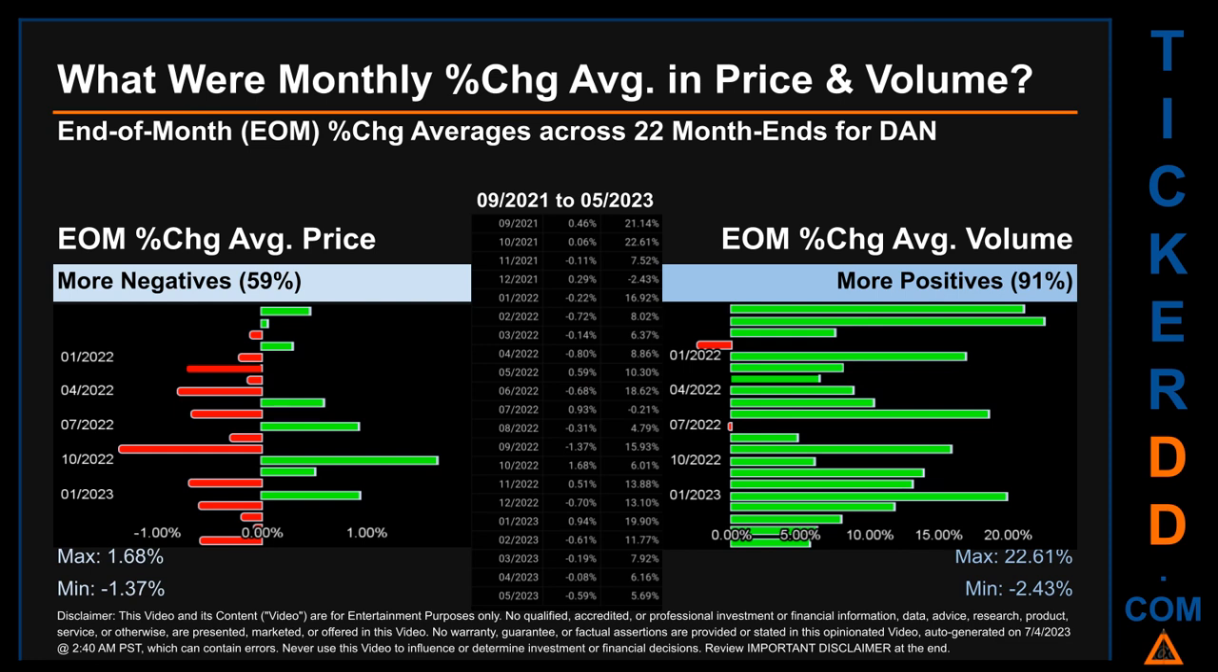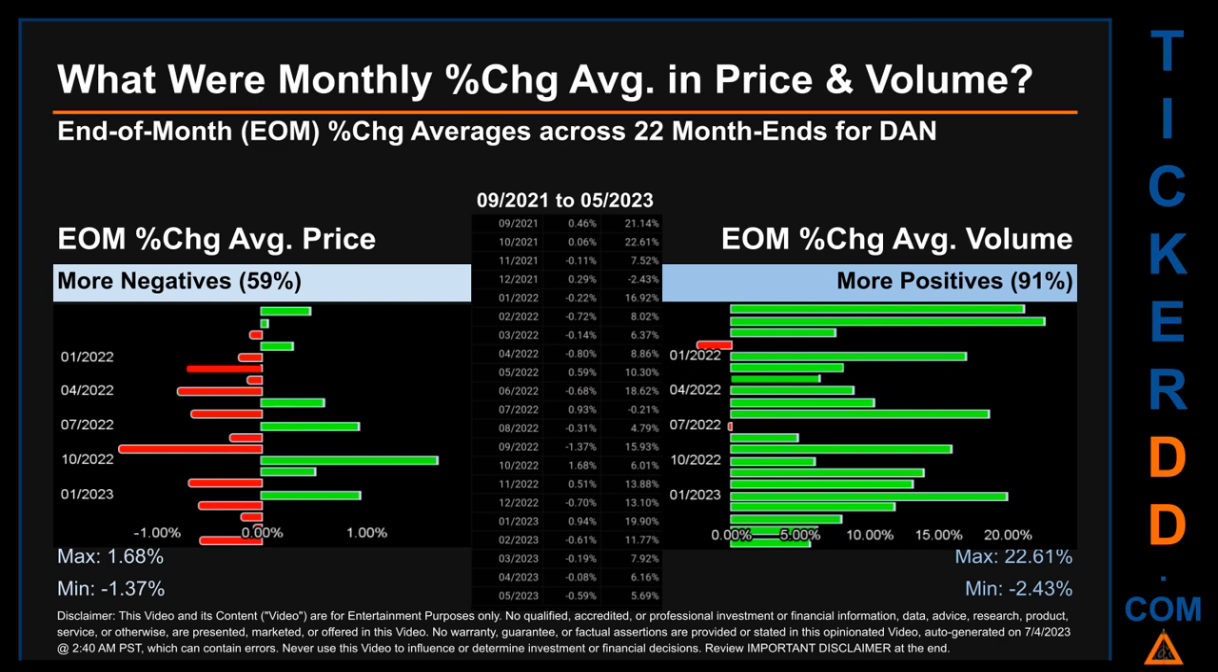From 09/2021 to 05/2023, out of 22 month ends, 13 had a negative percentage change in average price. Meaning 59% of month ends saw a negative percentage change in average price. In terms of volume, 20 out of 22 month ends had a positive percentage change. That is 91% of month ends saw a positive percentage change in average volume.